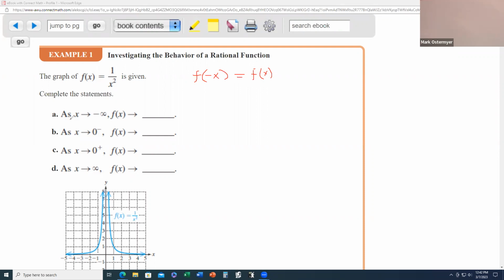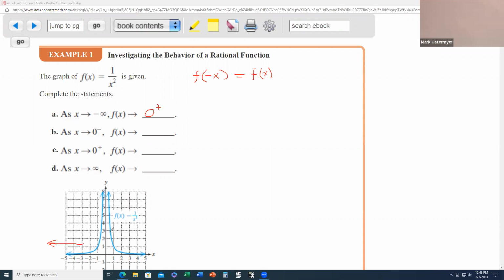All right, let's analyze it. As x approaches negative infinity, as I go far to the left on the x-axis, what's happening to the value of f of x? F of x is approaching what? Well, the graph is diving down towards the x-axis, meaning f of x is approaching zero. Is it approaching zero from above or from below? F of x is approaching zero from the positive side of zero, from above. Okay, so we should put a little plus sign there.